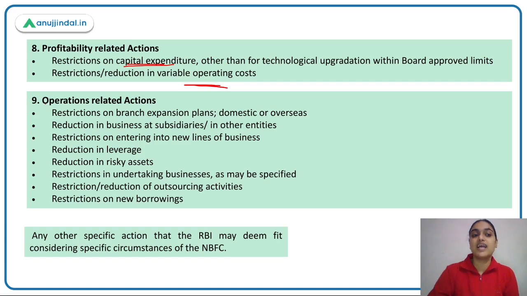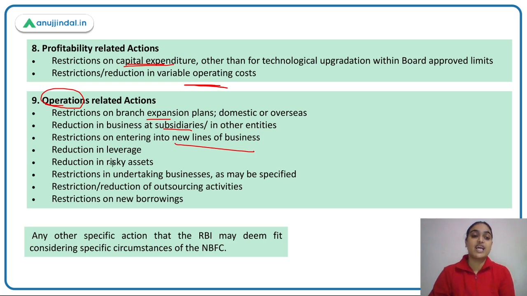अब बात करते हैं कि आपके ऑपरेशंस पे क्या रिस्ट्रिक्शंस लगाए जा सकते हैं. यू आर ऑपरेटिंग योर एनबीएफसी. ओके, सो वेरियस काइंड ऑफ रिस्ट्रिक्शंस कैन बी इम्पोज्ड ऑन द ऑपरेशंस व्हिच यू कैन अंडरटेक. आरबीआई कैन रिस्ट्रिक्ट यू ऑन एक्सपेंडिंग योर ब्रांचेस. इट माइट रिस्ट्रिक्ट यू टू ओपन न्यू सब्सिडरीज, टू एंटर इनटू न्यू बिजनेसेस.